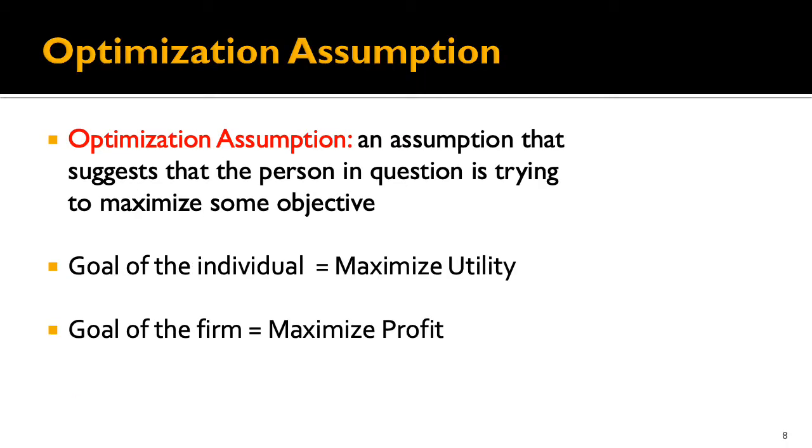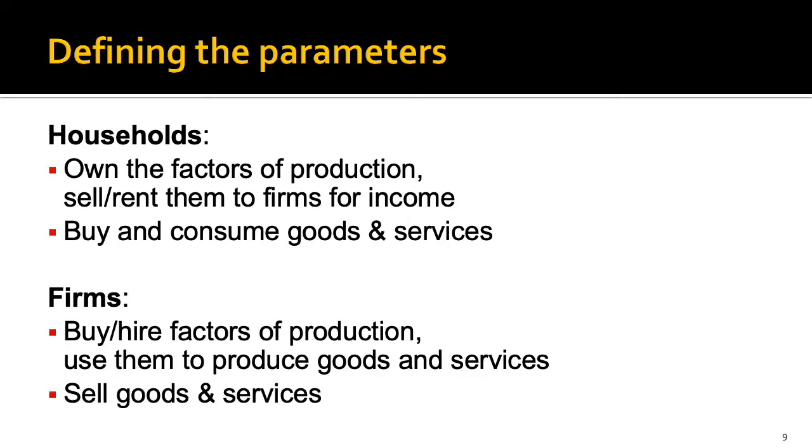The assumption underlying all economic models is the optimization assumption that we have mentioned before. This is the assumption that individuals maximize their utility and firms strive to maximize profit. Some defining parameters: households own the factors of production, which we'll define in a second, and sell and rent them to firms for income. Households buy and consume goods and services. Firms buy and hire factors of production and use them to produce goods and services and sell the goods and services to the households.